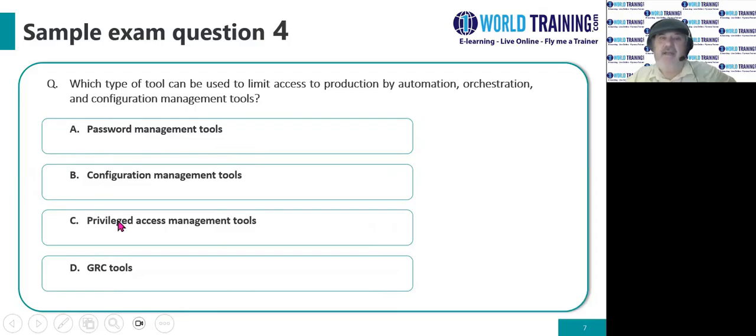Yeah. Privileged access management. That's a stronger answer because it covers a higher level of privilege management. And GRC doesn't really, it's not specific enough. So I think the best answer is C, privileged access.